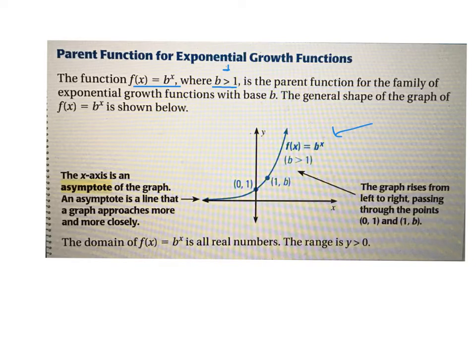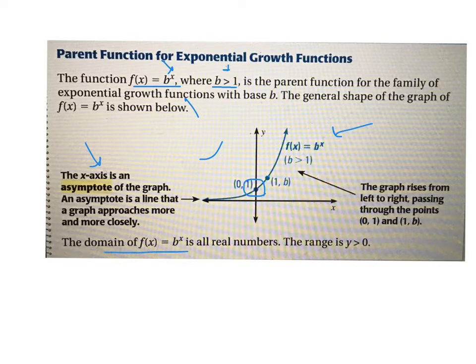A couple of things here. The x-axis is an asymptote, which means the curve is getting closer and closer to it, but it's never going to touch it. It's also going to rise from left to right. It's going to pass through (0, 1) all the time, because anything to the 0 power is 1. If you put in 1 for x, whatever b is going to be your next point. And we can find more points too.